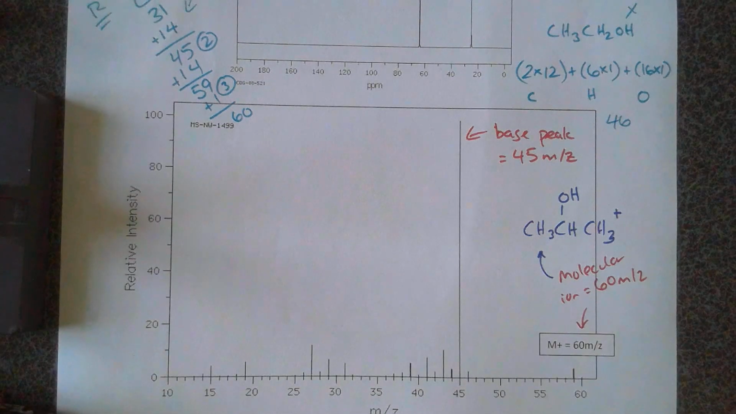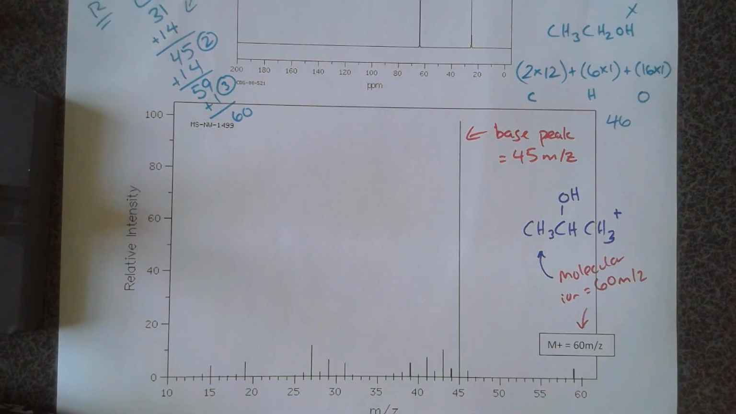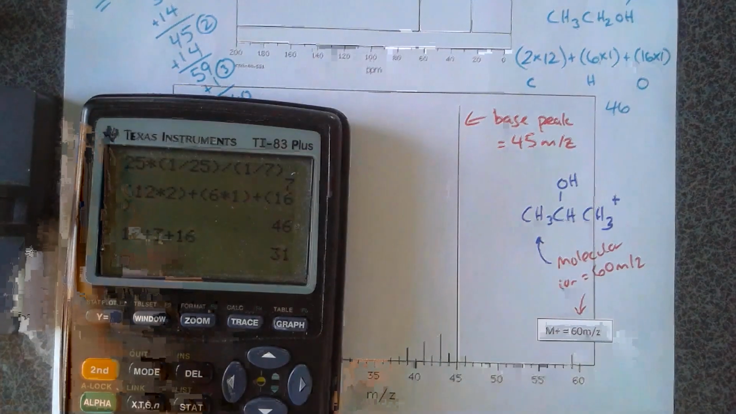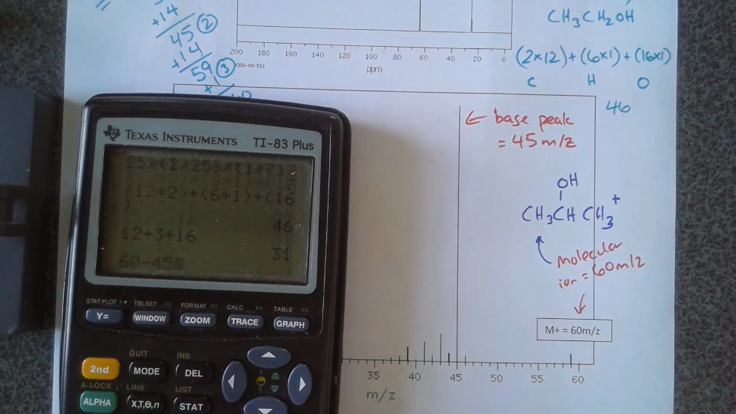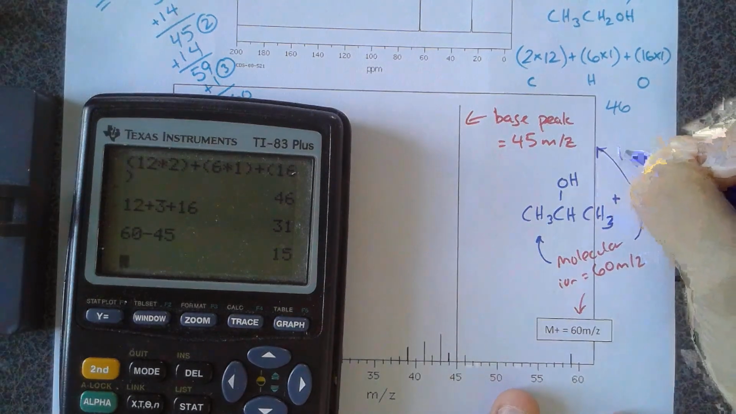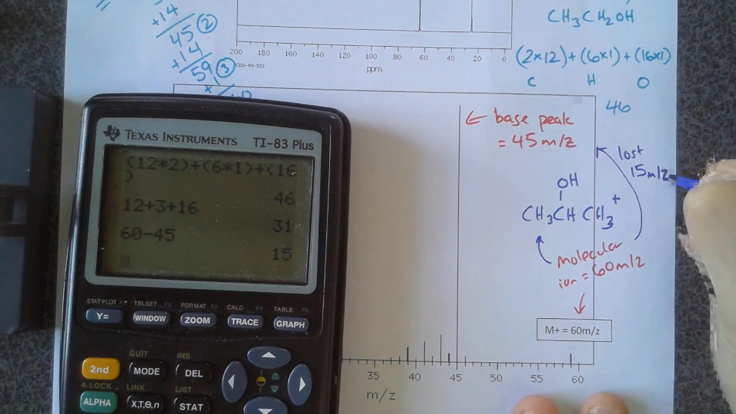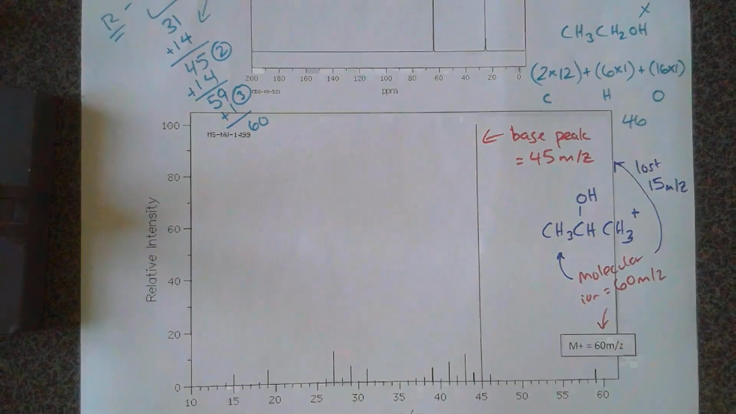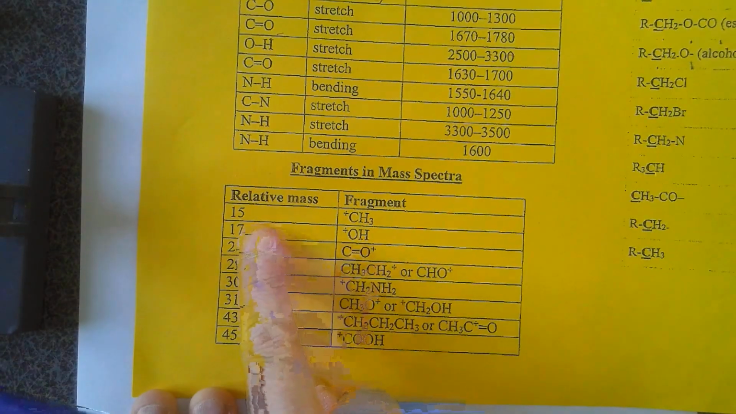When you are working, you can work both from the peak or from what is lost from the peak. So I find it's useful sometimes to do 60 minus 45, because then that tells me what I've lost. So if I go from 60 to 45, I have lost 15. And losing 15 is a really good marker for me, because what's 15 usually? CH3. And in fact, I give you a list of common fragments. You can see CH3 is one of them.